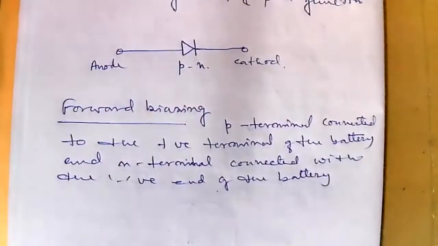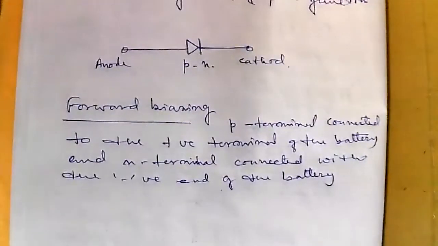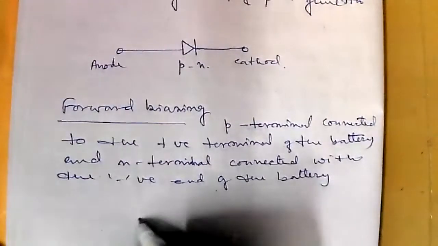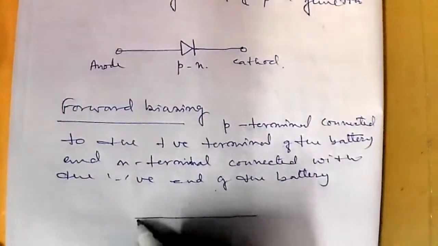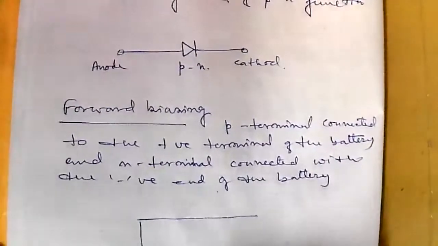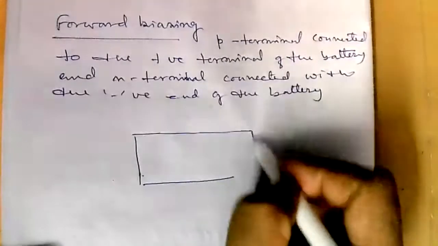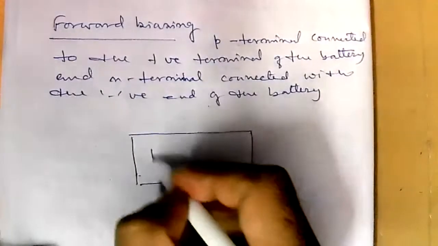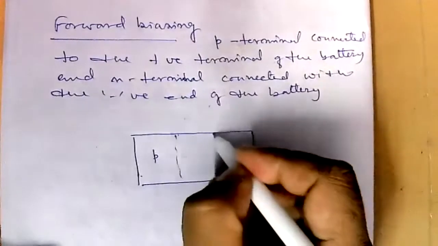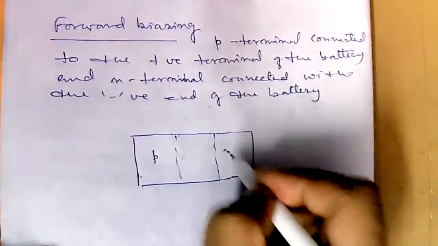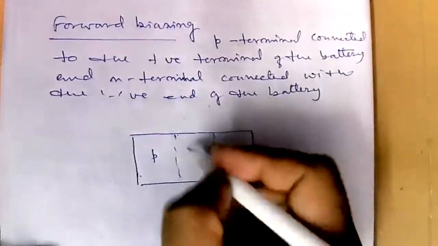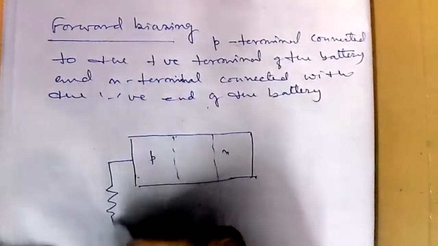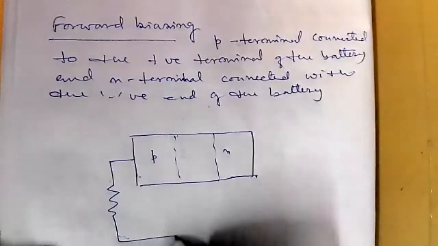Okay, so when we connect this PN junction in forward biasing, this is P side, this is before connection, this is the depletion region. Now it is connected in this way.